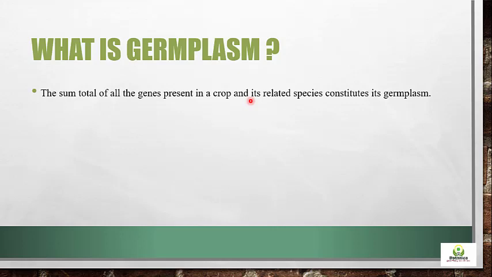So in that crop, all the genetic material which is present and functioning as genetic material should be included. The sum total of all those genes, whether they are in hundreds, thousands, millions or billions, whatever the number may be, those genes constitute the germplasm, and also its related species.